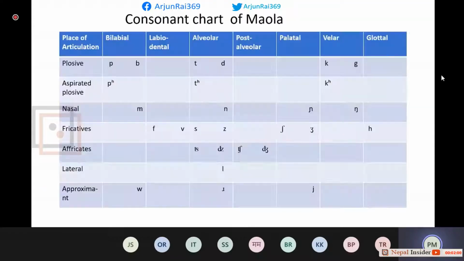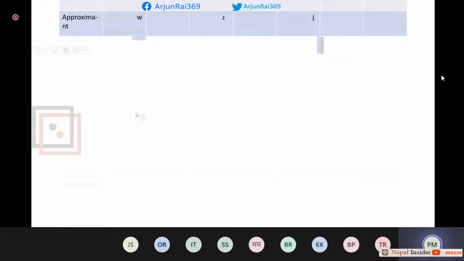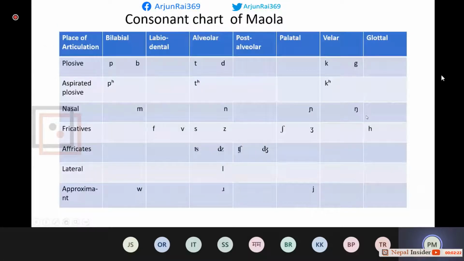Okay, so in the consonant sounds altogether, Maola has 28 consonant sounds, and we have 9 plosive sounds, out of which 3 are aspirated, that is p, t, and k. We have 4 nasal sounds, that is m, n, nya, and nga, and also 7 fricatives, that is f, v, s, z, sh, j, and h. And also 4 affricates, and we have 1 lateral sound, that is l, and 4 approximants, that is w, r, and ya.